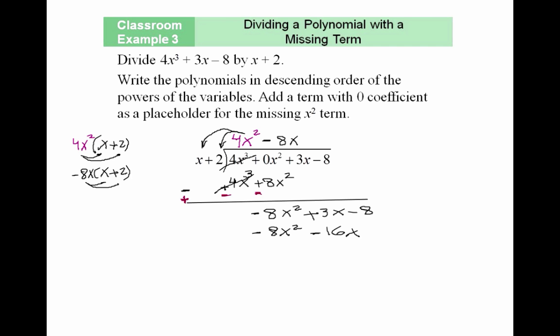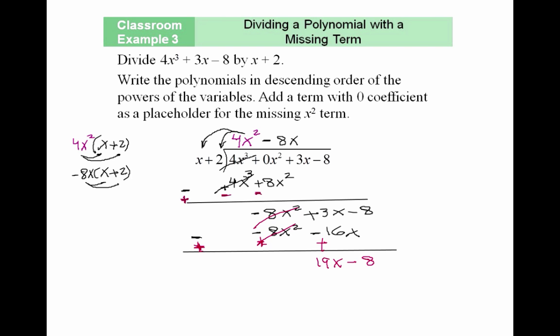Once again, I need to find the remainder. To subtract, what do I need to do? Change the sign and add them instead. Change the sign and we say we're going to add. Now, once again, these two add up to 0. What would be a remainder now? 19. The remainder would be 19x minus 8.